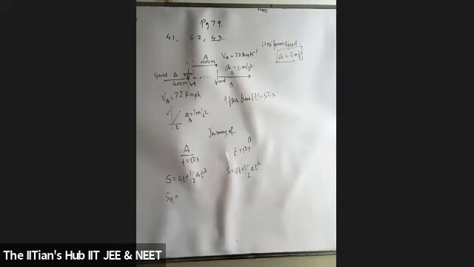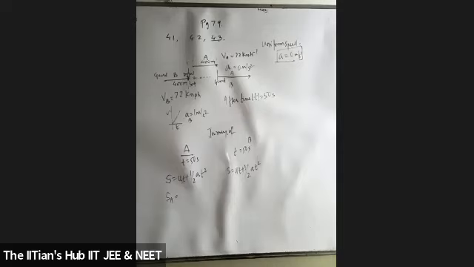What initial velocity will I consider in this case? It will be simply the velocity of A. Sanjana.